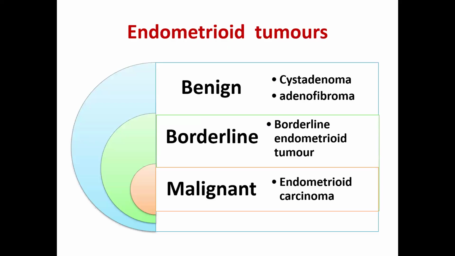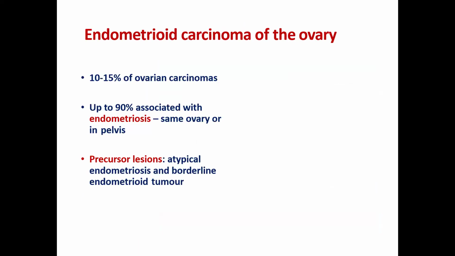The endometrioid tumor is also classified as benign, borderline, and malignant. But we usually see the malignant counterpart; the borderline and the benign are less common. The endometrioid carcinoma of the ovary is about 10 to 15% of ovarian carcinoma, up to 90% associated with endometriosis, which can be in the same ovary or in the pelvis. The precursor lesions are atypical endometriosis and borderline endometrioid tumor.